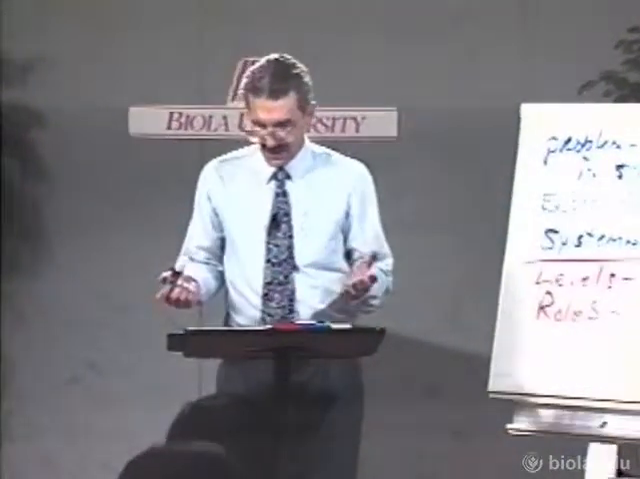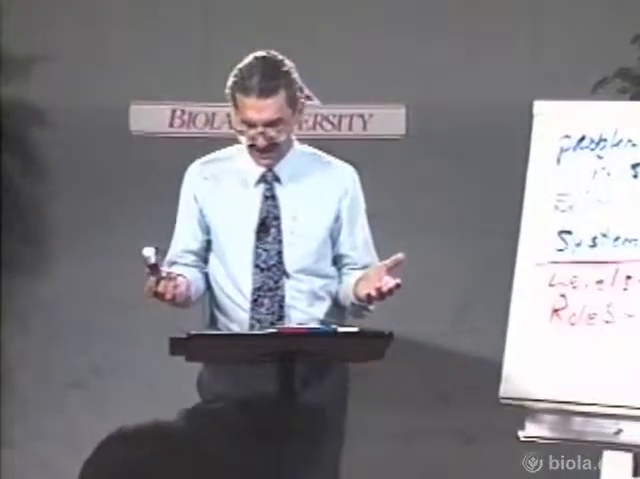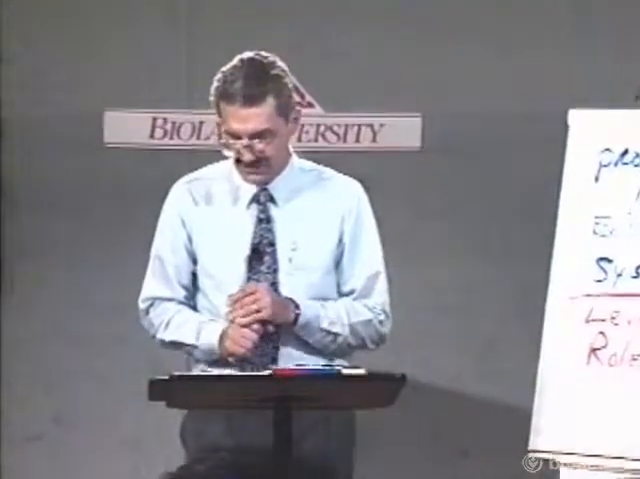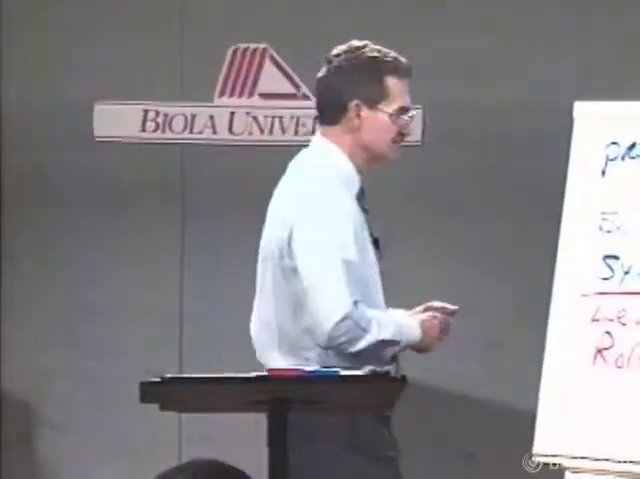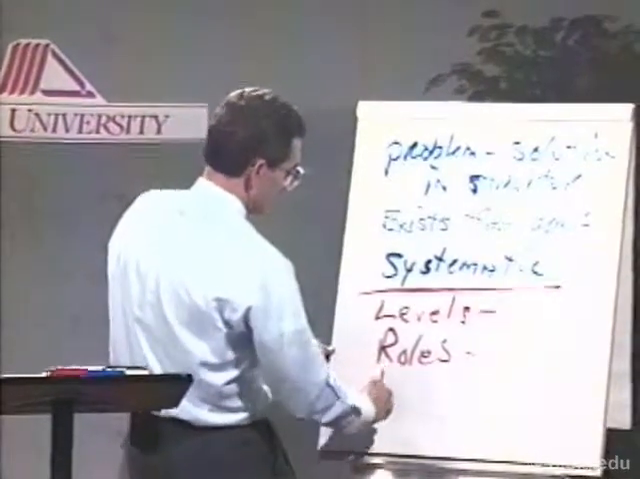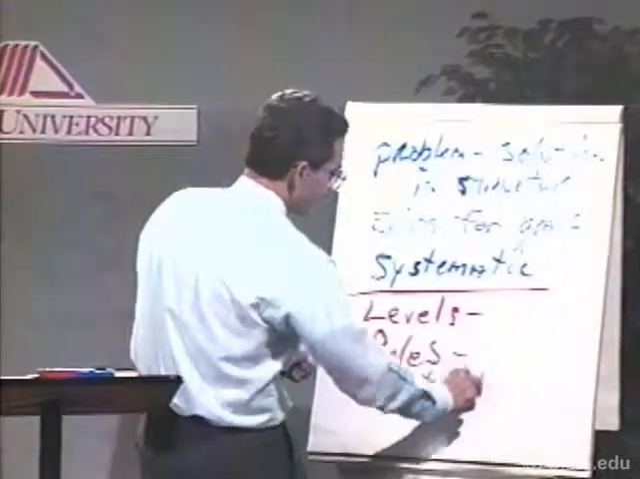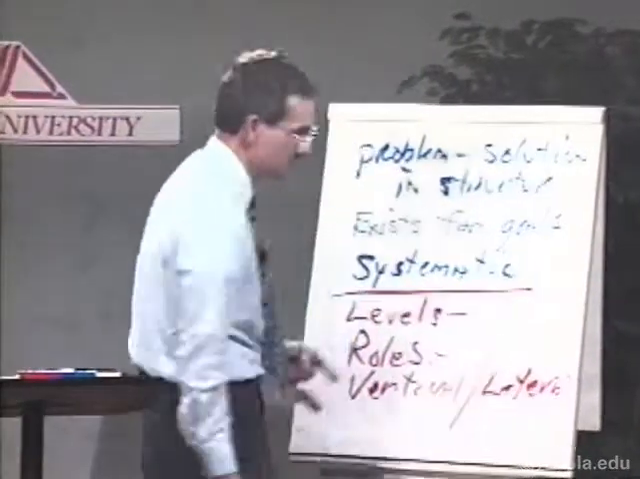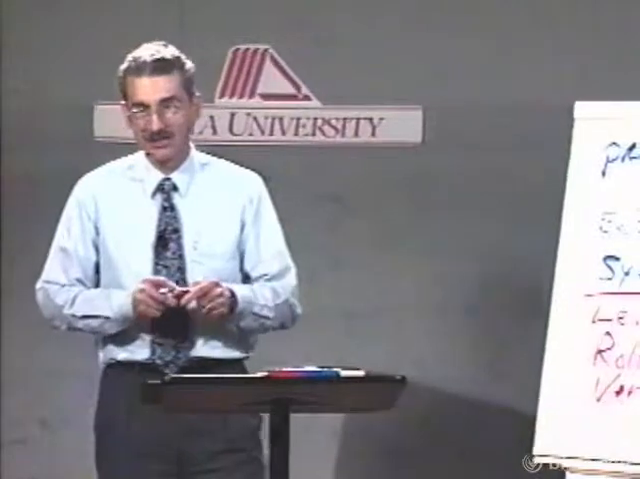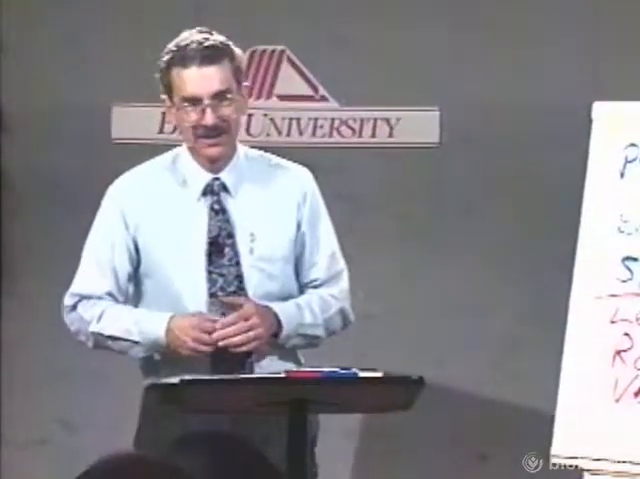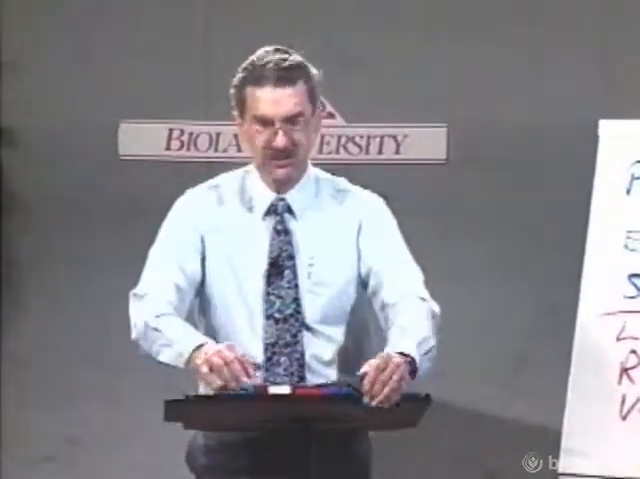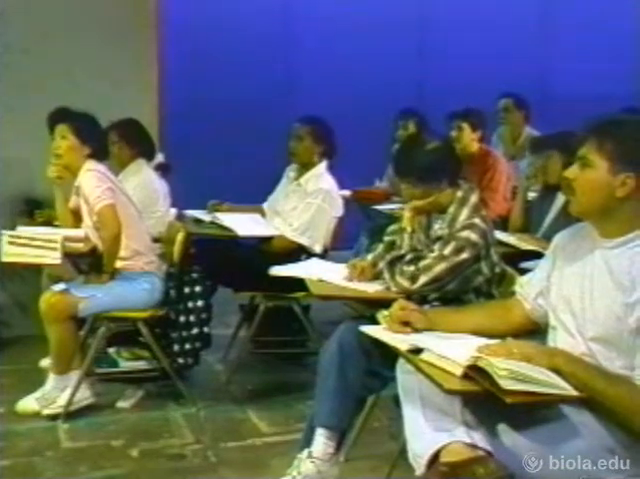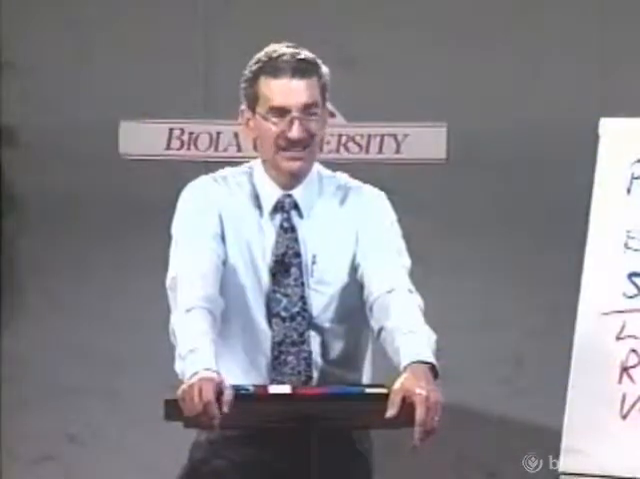All right. There are issues of coordination and control in structure. Some structures are vertical. And some structures are lateral. The issue of coordination in terms of vertical or lateral structure is an interesting one. Would you say that Biola has a vertical structure or a lateral one? Vertical. That's right. It's vertical.